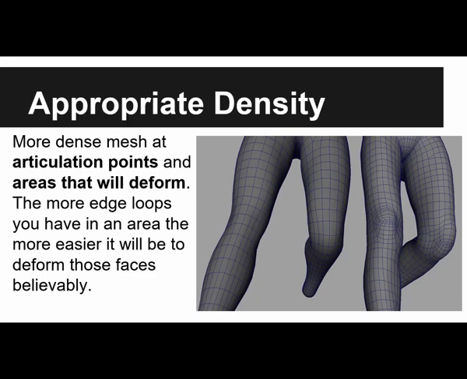Appropriate density. More dense mesh at articulation points and areas that will deform. So you want your mesh to be a little bit more dense at places like the knees. The more edge loops you have in an area, the more easier it will be to deform those faces believably. So knees and elbows are important places where you're going to want some denser topology for better articulation.